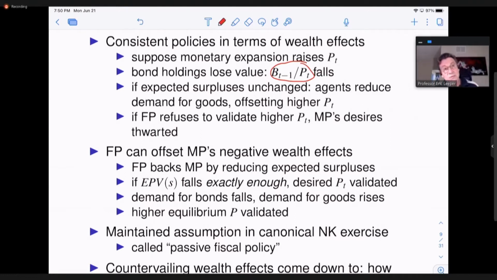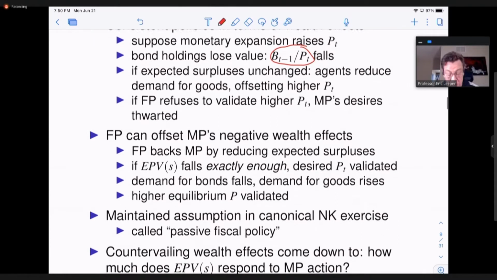Well, if expected future surpluses are unchanged, then individuals are going to feel less wealthy. They're going to reduce their demand for goods. And that tends to offset the higher price level that the central bank was trying to engineer. And so if fiscal policy refuses to validate this higher price level by adjusting surpluses in the right way, then monetary policy's desires can be thwarted.